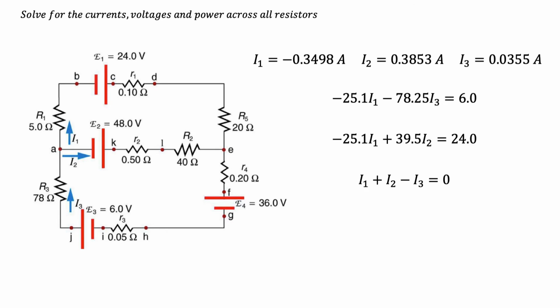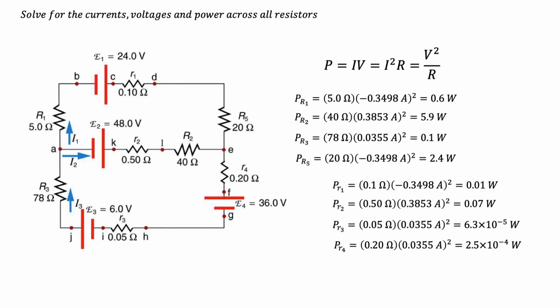Don't forget to check your answers. After plugging in the currents to these equations, we observe that all derived equations are consistent. It should now be easy to solve for the power dissipated by each resistor. We can use any of the equations listed. The power dissipated by each resistor is listed down as well.